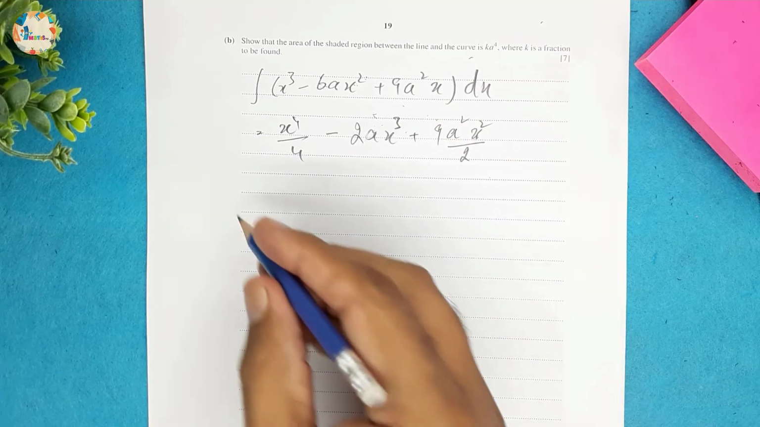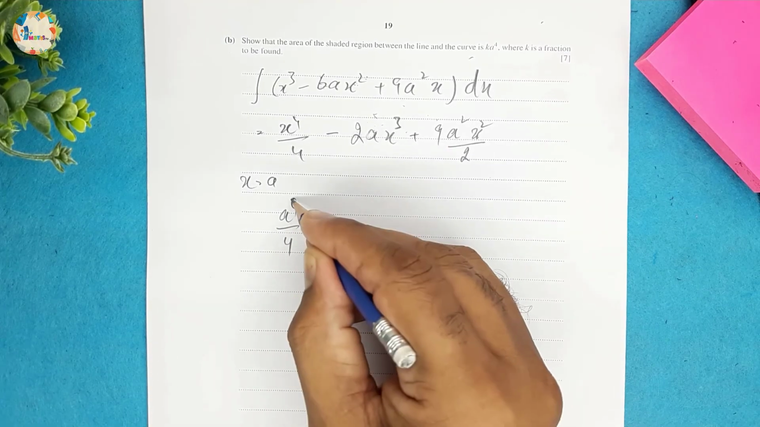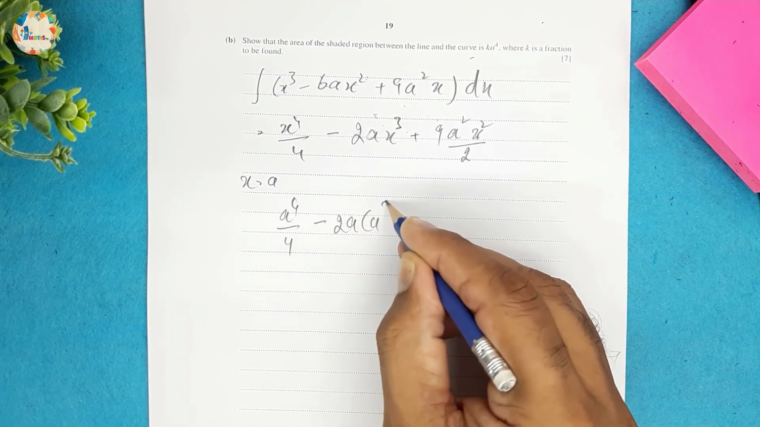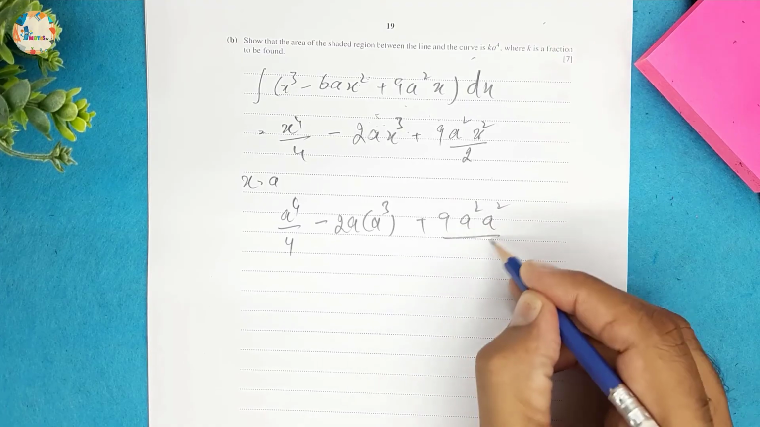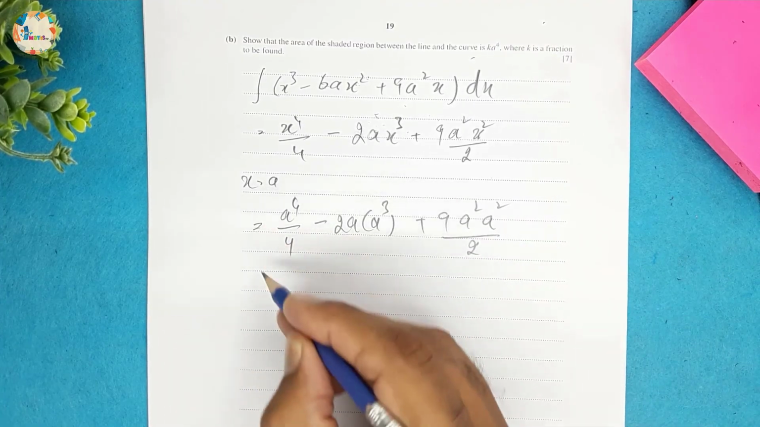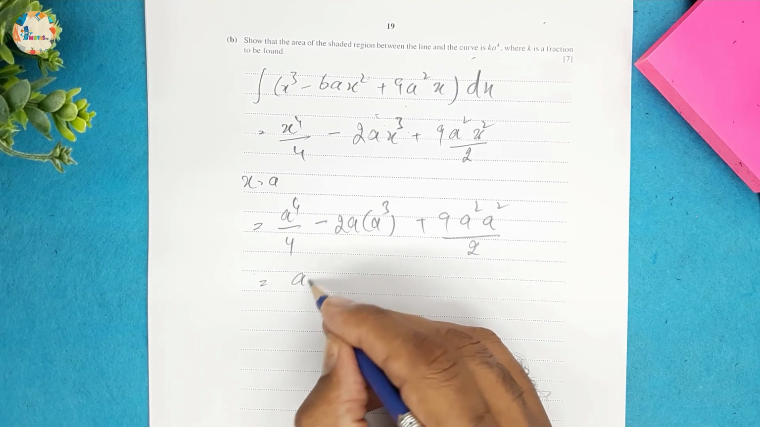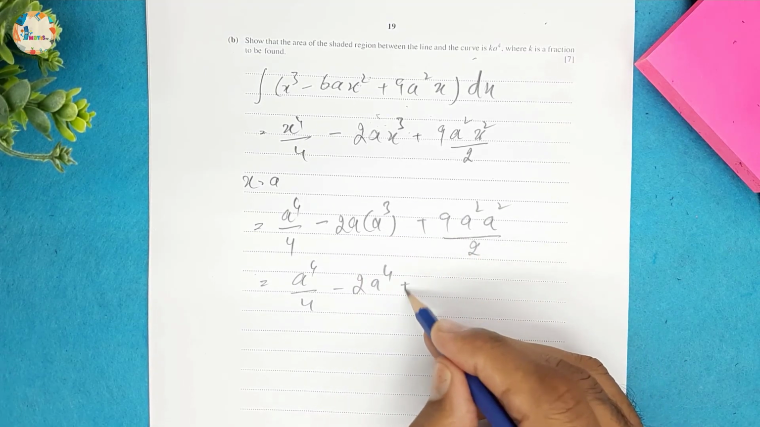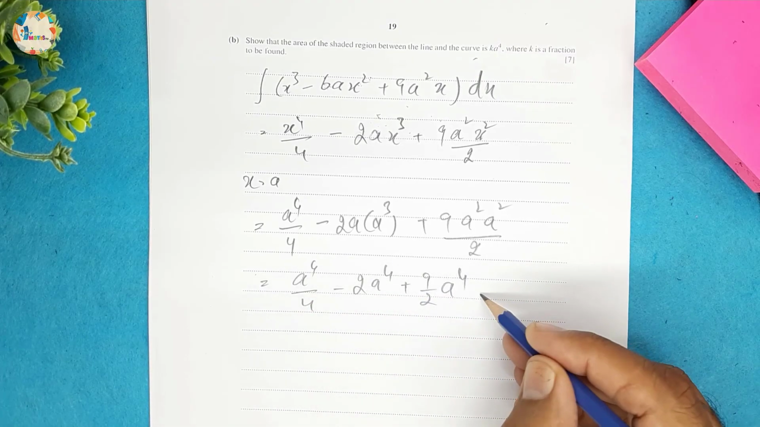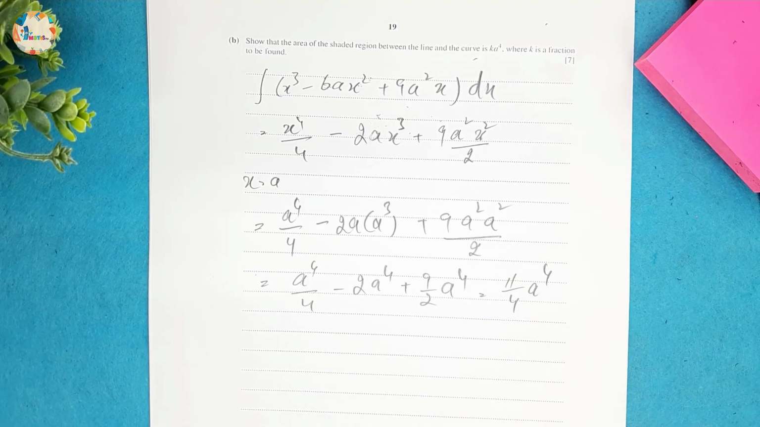Now for x = a, this will be a⁴ over 4 minus 2a into a³ plus 9a² into a² over 2. So this one we can simplify, basically this will be a⁴ over 4 minus 2a⁴, and this one will be plus 9 by 2 a⁴. If we add this with the calculator, we will get 11/4 a⁴.